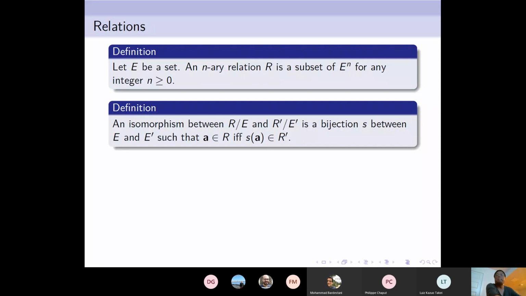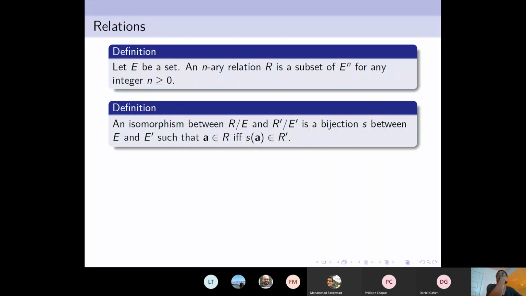So it's a map from E to E prime that maps R to R prime, which induces a map from R to R prime. The notation with the quotients there is not an actual quotient. It's not a quotient because everything is a set, so we don't have any quotient.